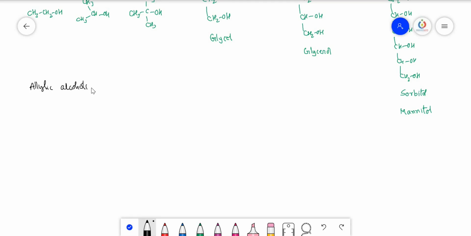Allylic alcohol. We have already discussed what it means by allylic group. Allylic group means CH double bond CH single bond CH2. So an sp3 carbon atom that is bonded to an sp2 carbon atom is called the allylic carbon. So to this allylic carbon, if any OH group is bonded, that is called the allylic alcohol.